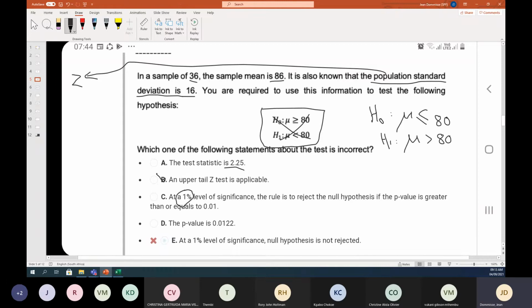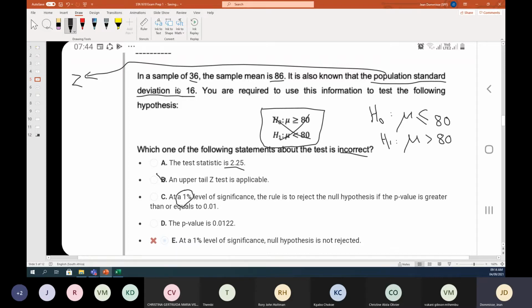the alternative hypothesis to this, i.e. you are given an upper tail test and not a lower tail test. So which of the following statements is incorrect? An upper tail test is applicable, so that is actually incorrect. So yeah, otherwise I would have marked that incorrect from the start. So let's just then look.